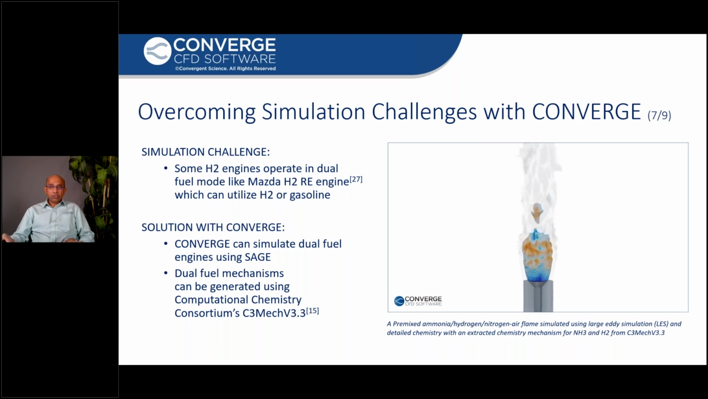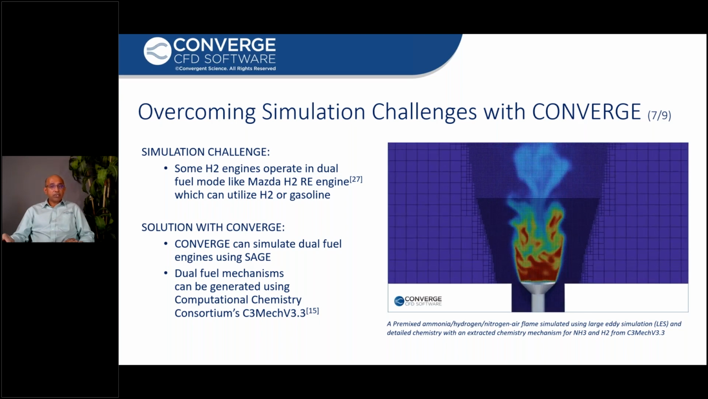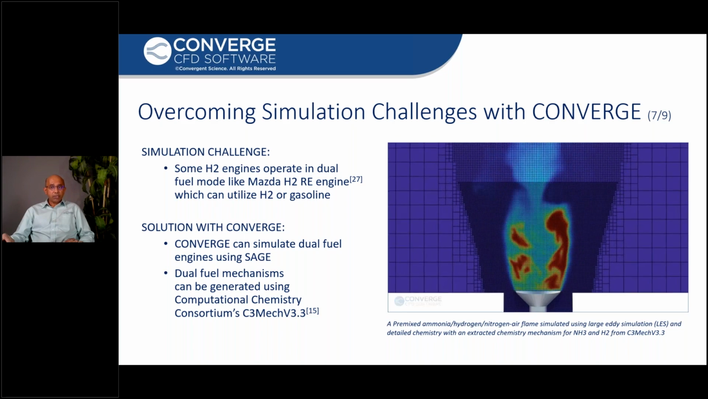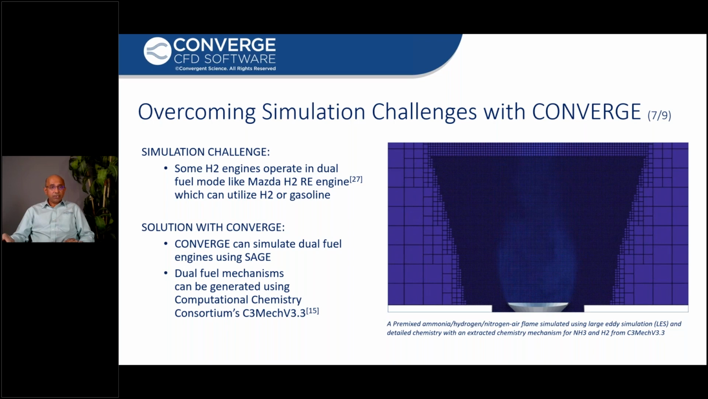The video you see on the slide depicts the premixed combustion of ammonia and hydrogen using extracted chemistry from the parent C3 mechanism. So this mechanism includes both ammonia chemistry as well as hydrogen chemistry.